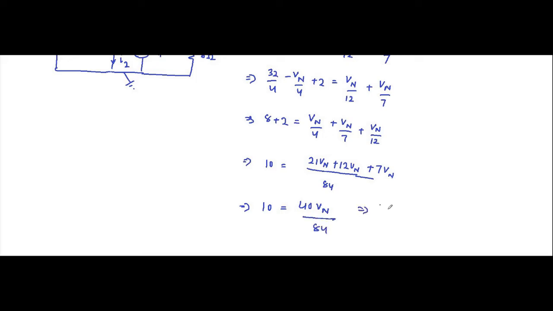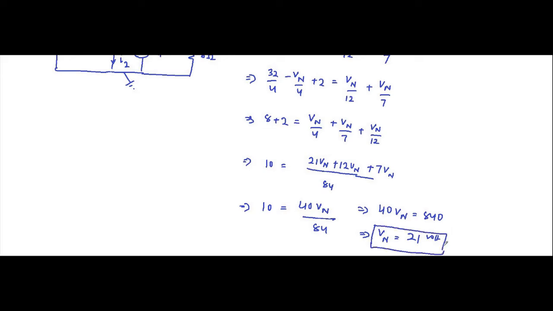That implies 40 Vn is equal to 840. That implies Vn, the node voltage, is 840 by 40, which is equal to 21 volt. Okay, so the node voltage we have calculated, Vn is equal to 21 volt.